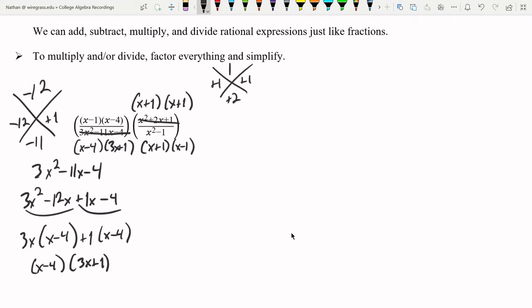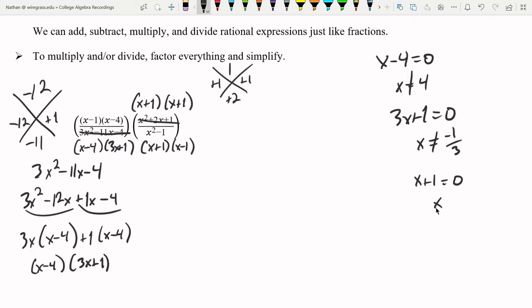But first, we have to ask, when is the denominator equal to 0? That's going to be when x minus 4 equals 0, which, of course, is x equal to 4. When 3x plus 1 equals 0, just solving that, you're going to see x cannot equal negative 1/3. x plus 1 equals 0. That means x cannot equal negative 1. And x minus 1 equals 0, so x cannot equal positive 1. Those are our four exclusions.